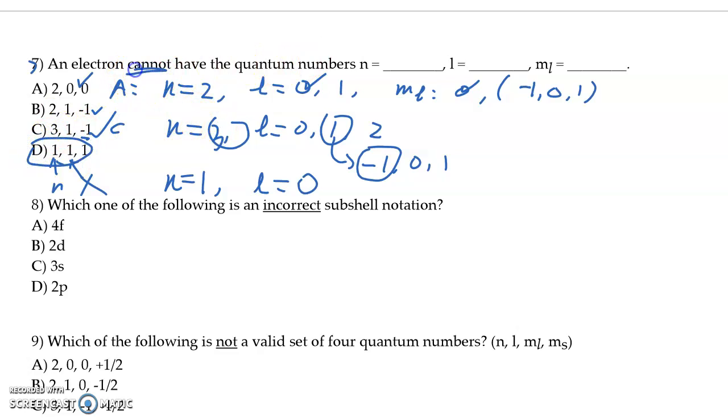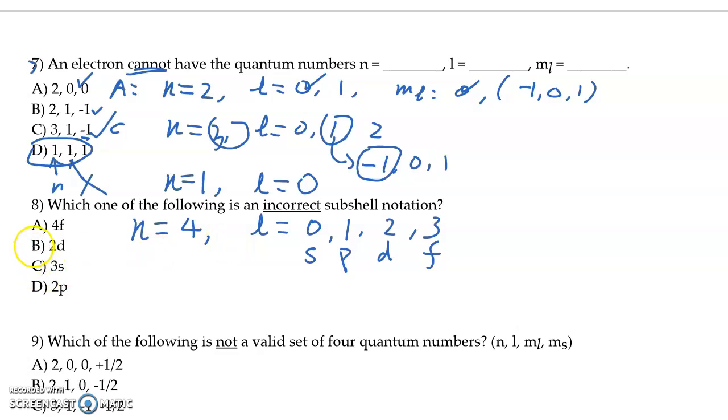It's not allowed. Okay, let's look at number 8 now. Which one of the following is an incorrect substitution notation? 4F means n equal to 4. For F, let's look at what the allowable L is first. L can be equal to 0, 1, 2, and 3. So this is S orbital, P, D, F. For F, that's good. See, 4 and F.